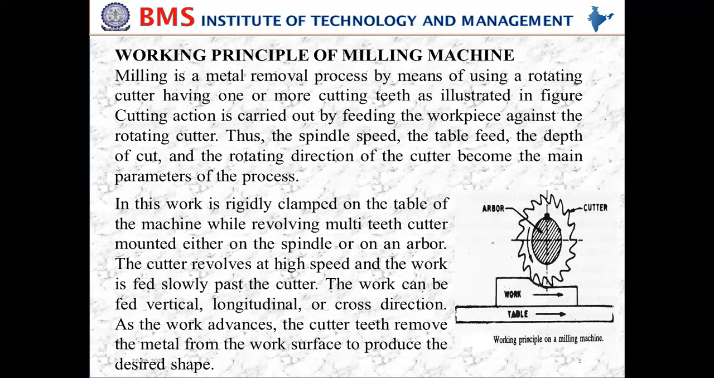In a turning operation, if you have observed, the tool is fed against the rotating workpiece. Whereas in milling, the workpiece is fed against the rotating tool. So here the tool is in movement and the workpiece is stationary. Whereas in lathe machines, the tool is stationary and the workpiece is in rotation.